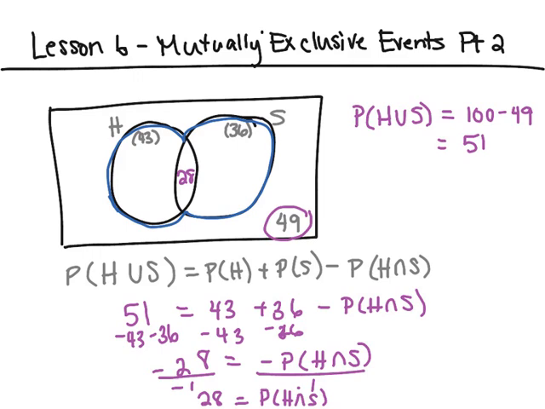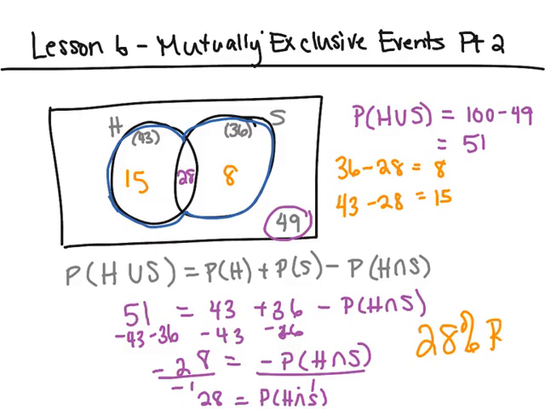If that's a 28, we know that just sunroofs is 36 minus 28, which is 8. And just the heated seats is 43 minus 28, which is 15. So we've completely filled in our Venn diagram, and we know that there's a 28% chance that it will have both heated seats and a sunroof.